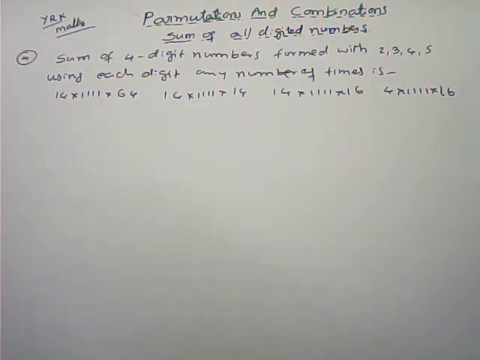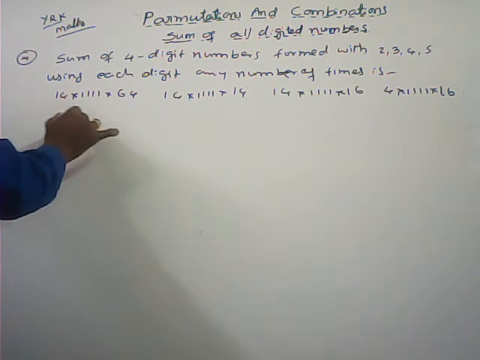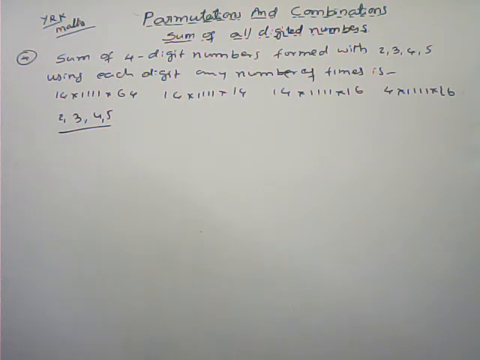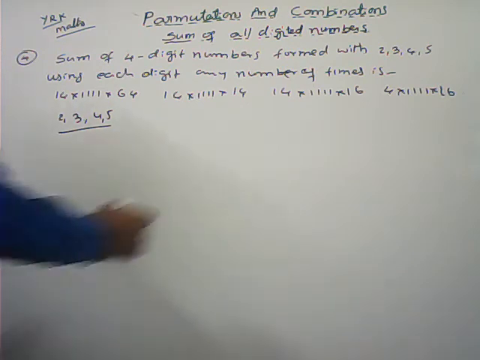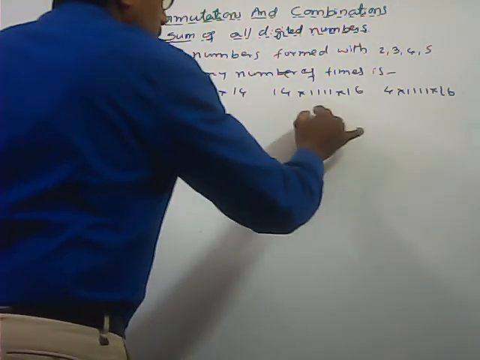Next one. The sum of 4-digit numbers formed with 2, 3, 4, 5. Here we want 4-digit numbers by using the digits 2, 3, 4, 5. But here what is the condition? Each digit can be used any number of times. So here repetitions are allowed.